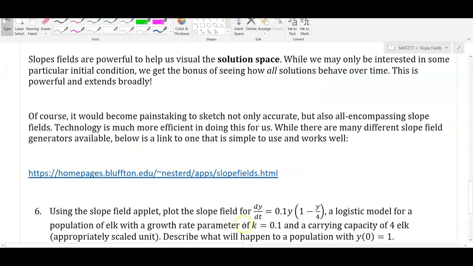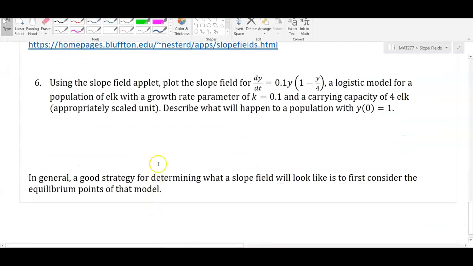Let's go ahead and take a look at our logistic model. This one would be very painful to have to do by hand, but recall that here in this model we had a growth rate parameter of 0.1, a carrying capacity of 4 elk, and I say appropriately scaled. This could be 400 or 4 million or 4,000, whatever.